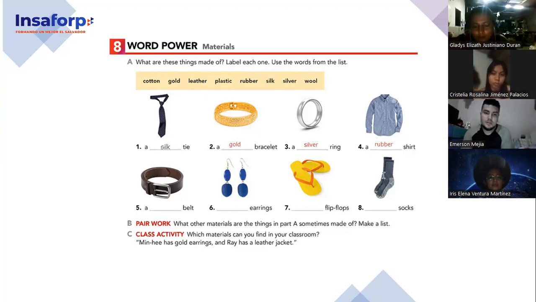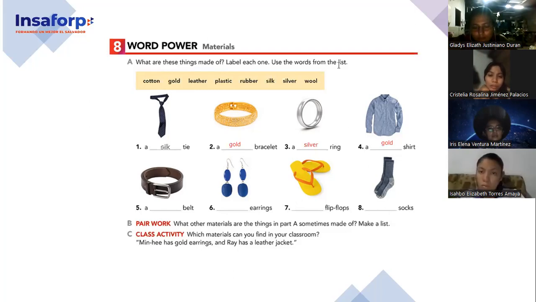Hola. Robert? Me escucha. Hola. Yes, Emerson. It's a shirt. Emerson, shirt. Yes. Gold shirt? Wow, it's a gold shirt. No, it's not. No, it's a cotton shirt.